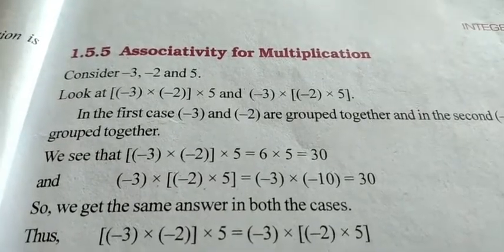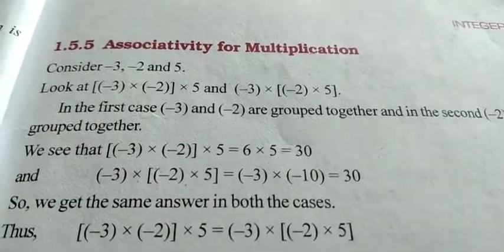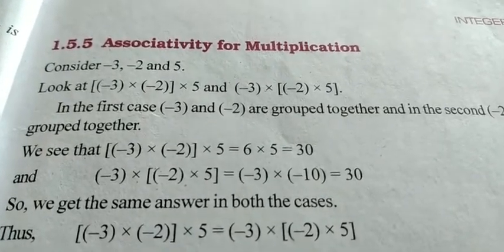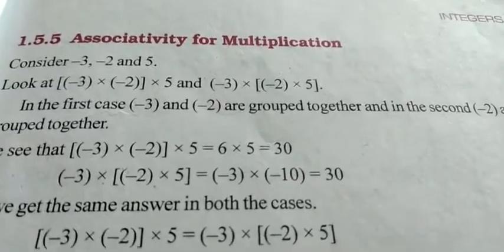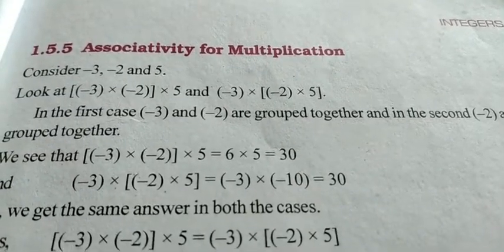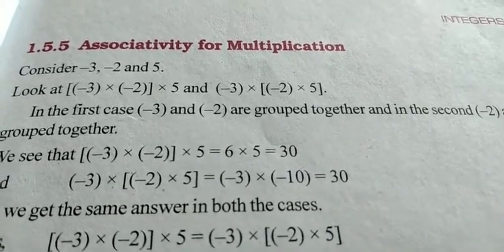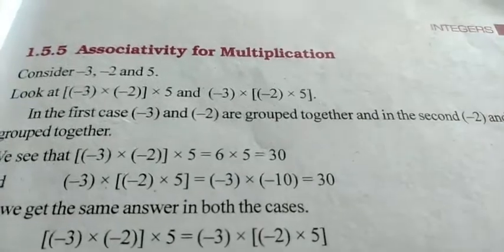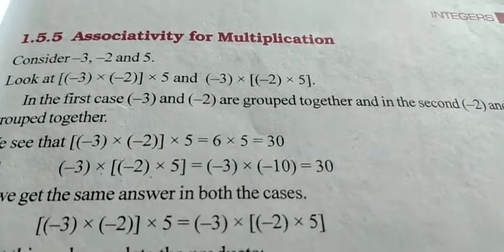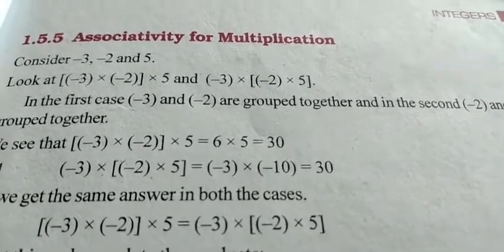Associativity for multiplication, or the associative property. How does it work for multiplication? In the case of natural numbers and whole numbers, we have seen that when you have to multiply more than two numbers, you make groups of two. The same thing goes here. Let's check whether associativity holds true for multiplication of integers or not.